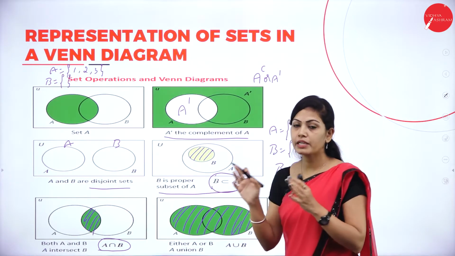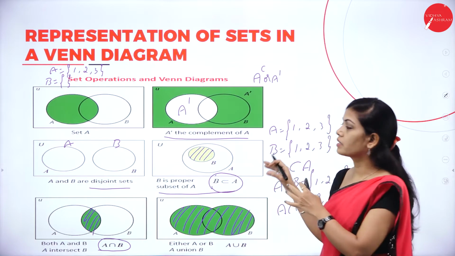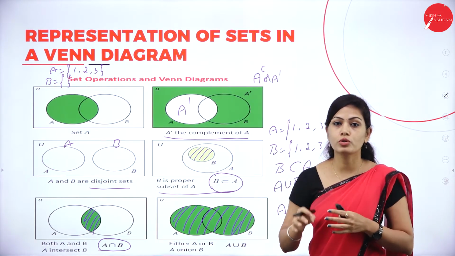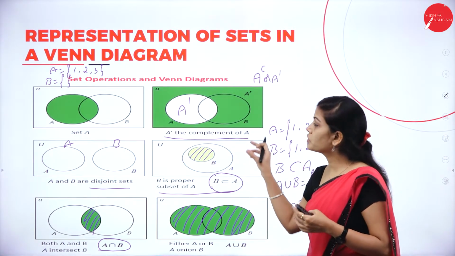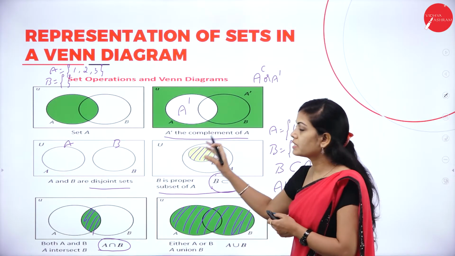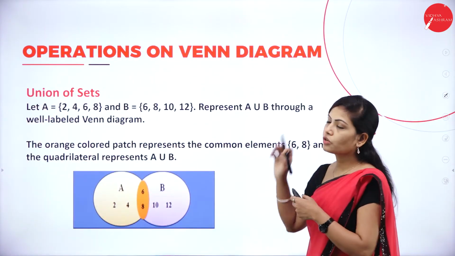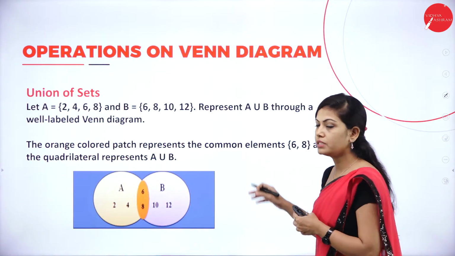In Venn diagrams, you can easily score because it is a very simple concept: a diagrammatic representation of two or more sets. It represents the relationship between the set elements. So these are the basic things I have discussed today. The next concept is operations on Venn diagrams. I will explain it in detail.